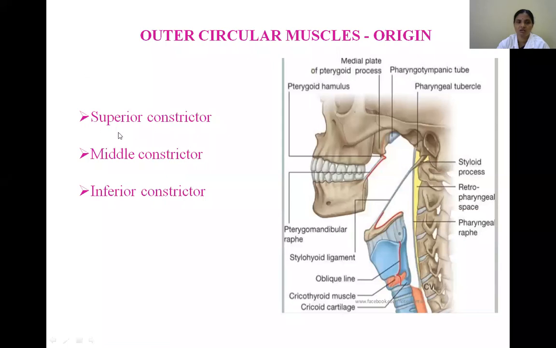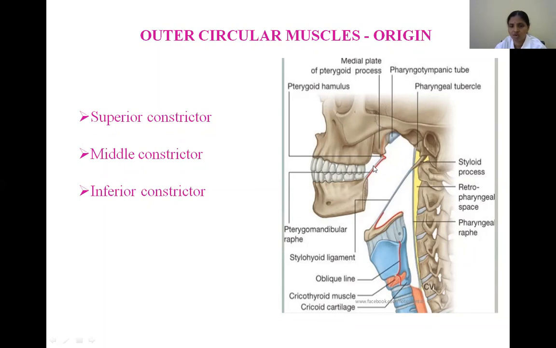Now coming to the origin of the superior constrictor. Identify here, this is the posterior border of the medial pterygoid plate. And this is the bony projection, which is known as pterygoid hamulus. So there is a continuous origin from the lower part of the posterior border of the medial pterygoid plate, then pterygoid hamulus, and this is the pterygomandibular raphe. The pterygomandibular raphe extends from the pterygoid hamulus to the mandible just behind the third molar tooth.